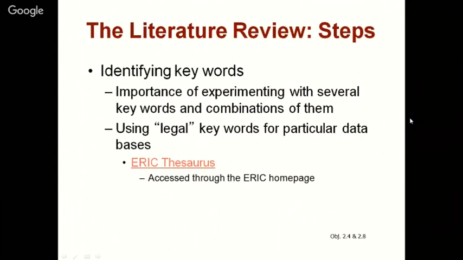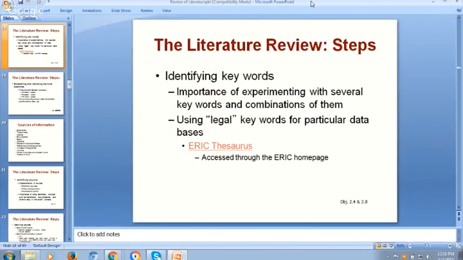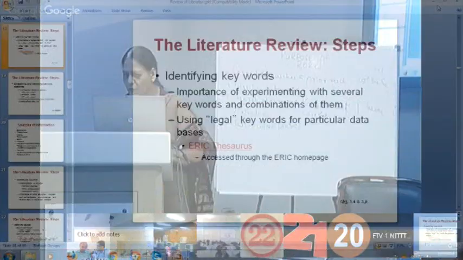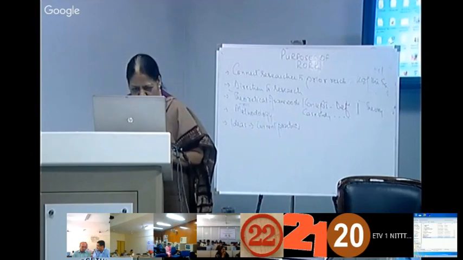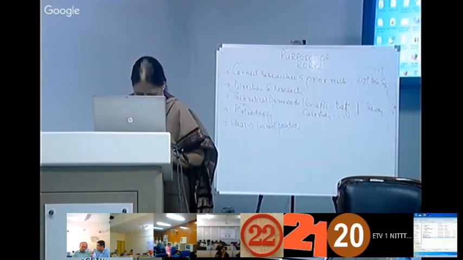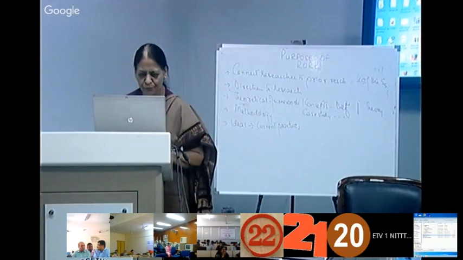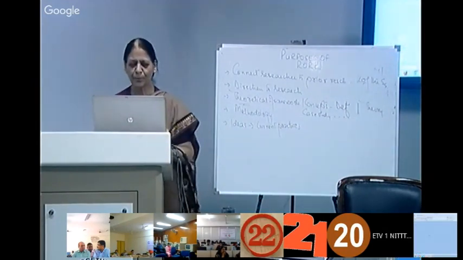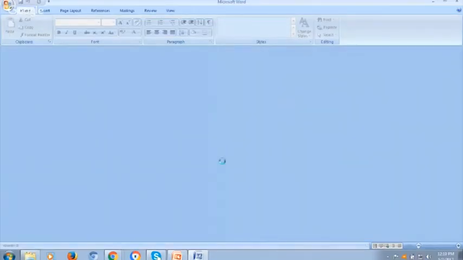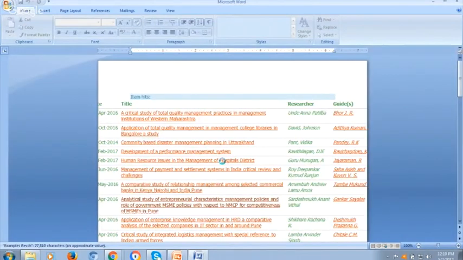Now look at that when you are identifying keywords. Say for example, I just show you one file, which is a Word file, but it gives you a glimpse of the problems which have been taken up. And what is the visibility? I don't know.